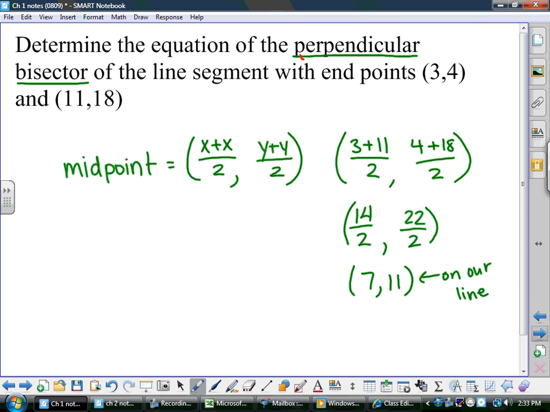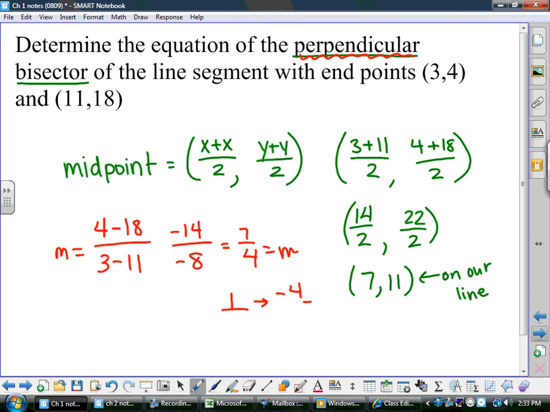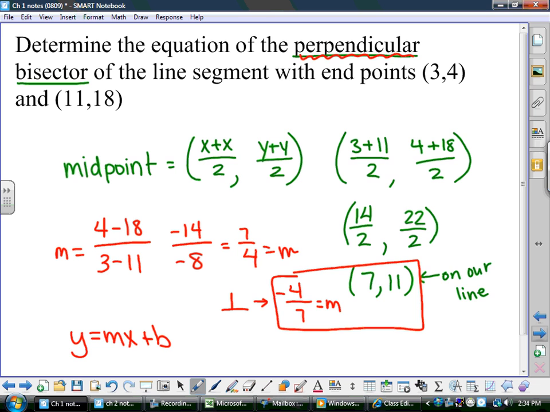And if it's going to be a perpendicular bisector, we've got to figure out the slope of the line segment that they gave us using y minus y over x minus x. So the slope of the line segment right now is 7 over 4. Since we want to be perpendicular to that, we want to use the opposite reciprocal slope, or negative 4 over 7. Using negative 4 over 7 as a slope and the point 7, 11, we can plug those things into y equals mx plus b and solve for b to write an equation of the line.